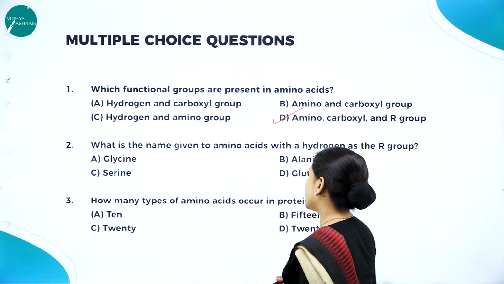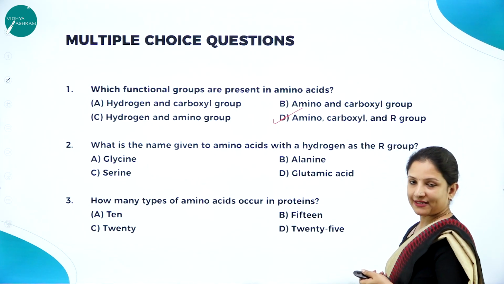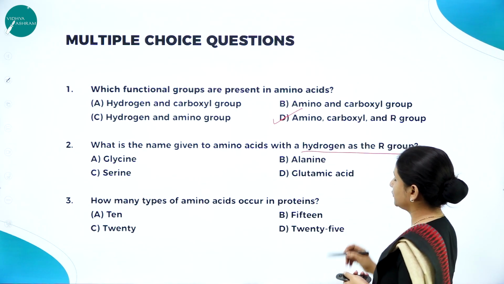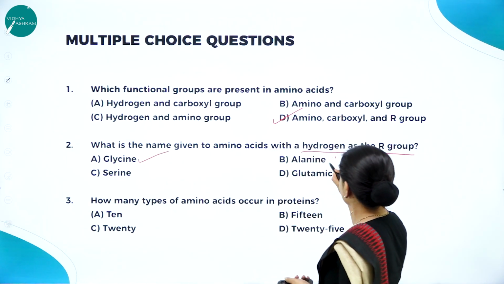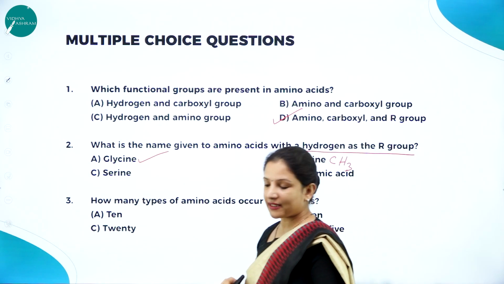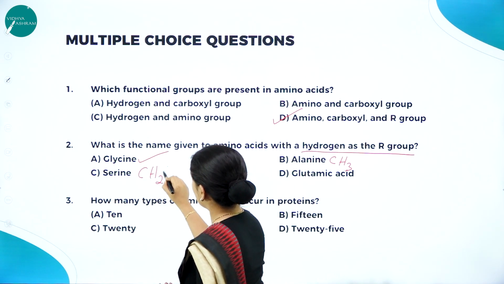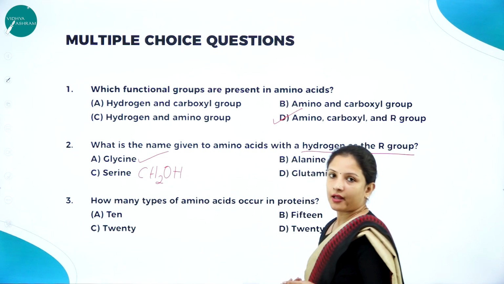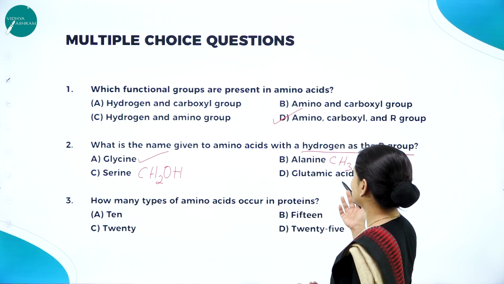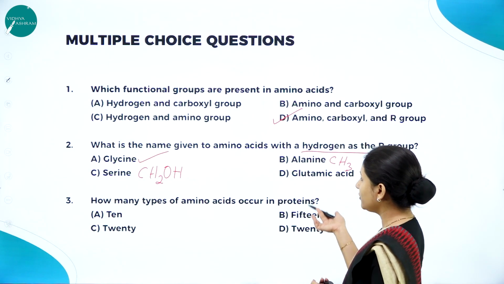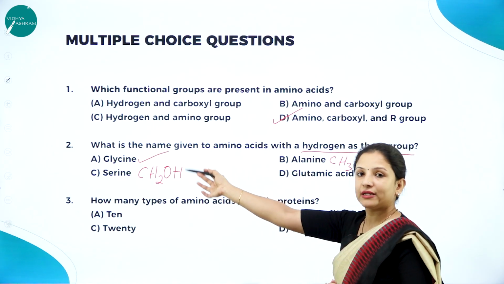Next, what is the name given to amino acids with hydrogen as the R group? If the variable group is hydrogen, it is glycine. Now, for alanine, it is CH3. For serine, it is CH2OH. So, the question can be asked: what is the name given to the amino acid with CH3 as the R group? What is the name given to the amino acid with CH2OH as the R group? Because those are the ones that are given in the textbook.